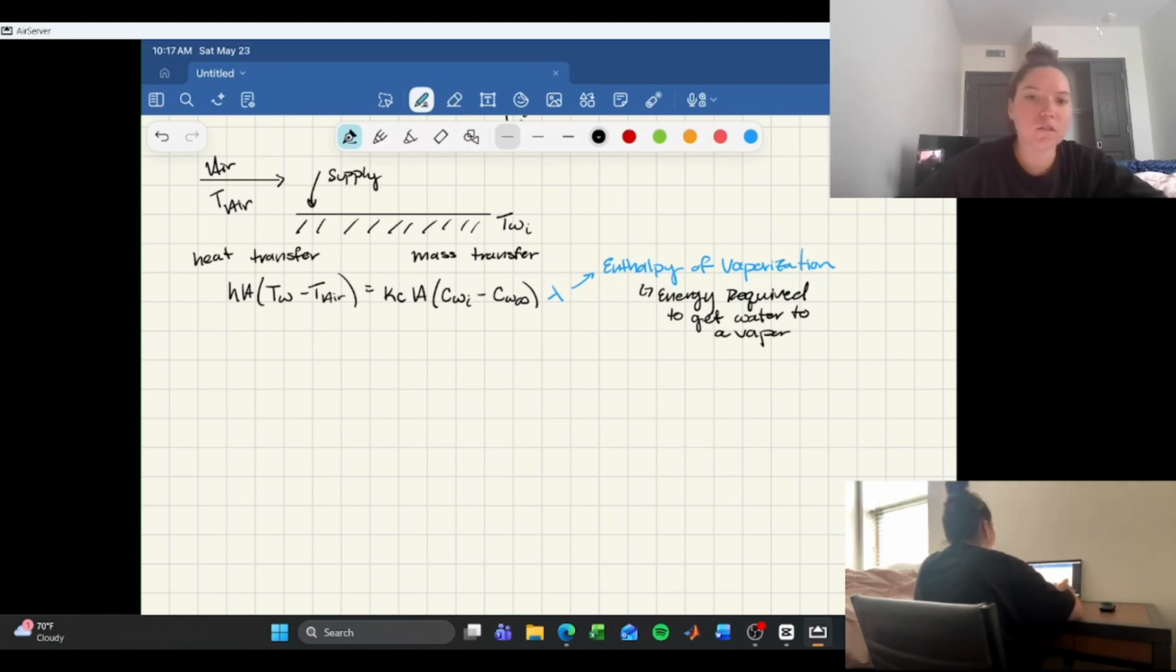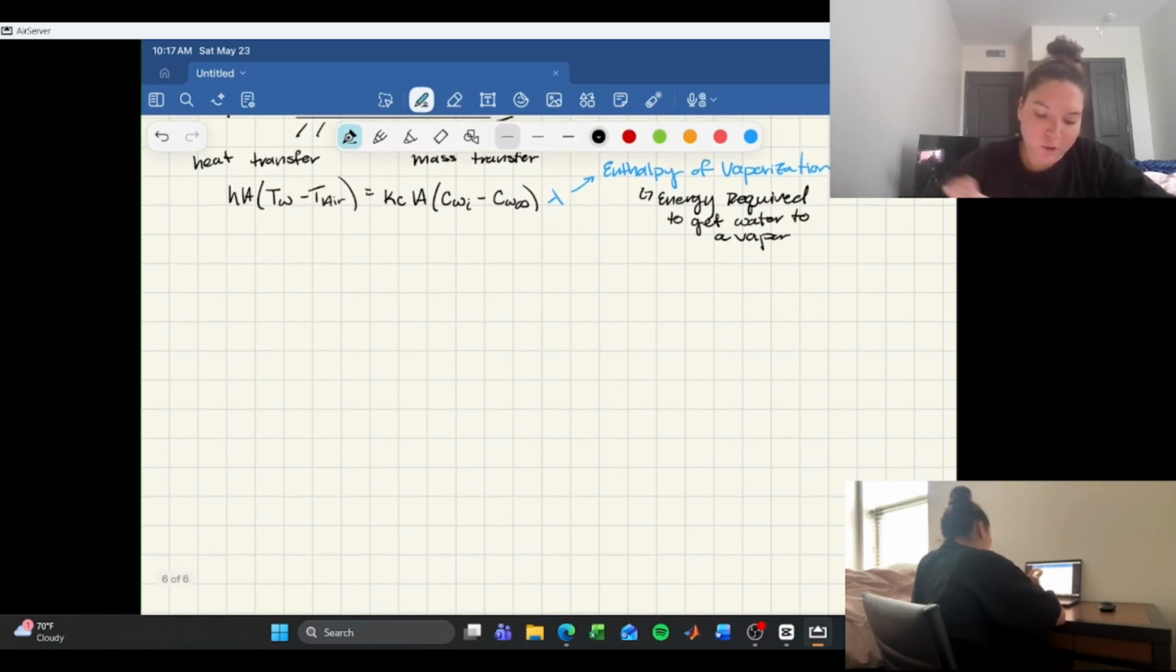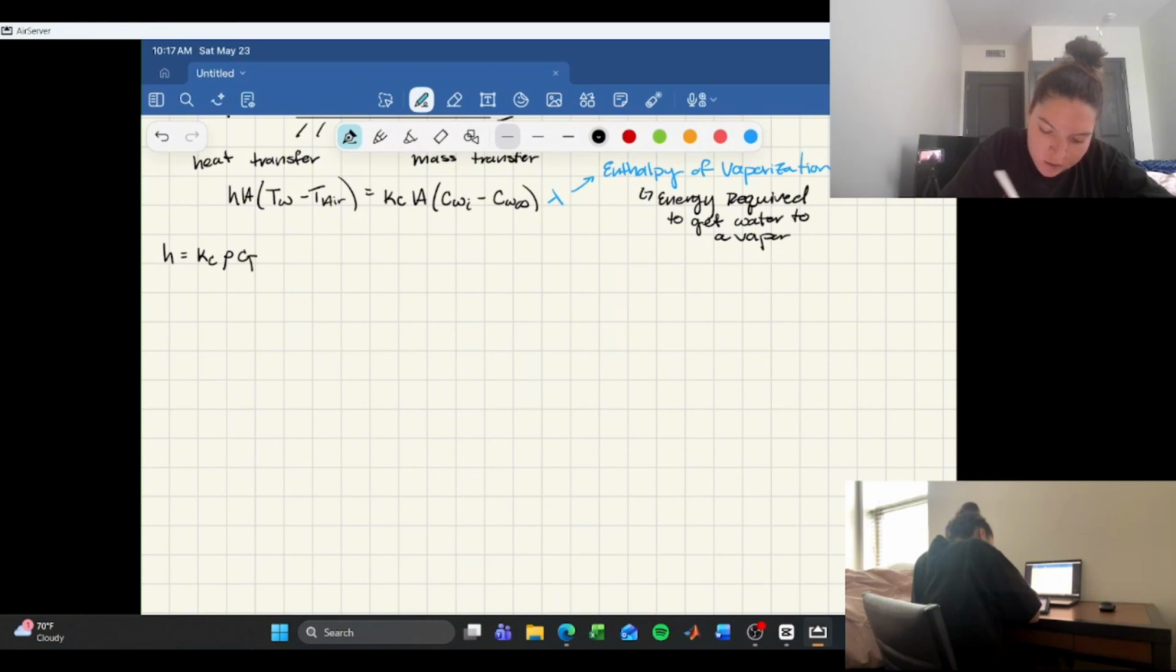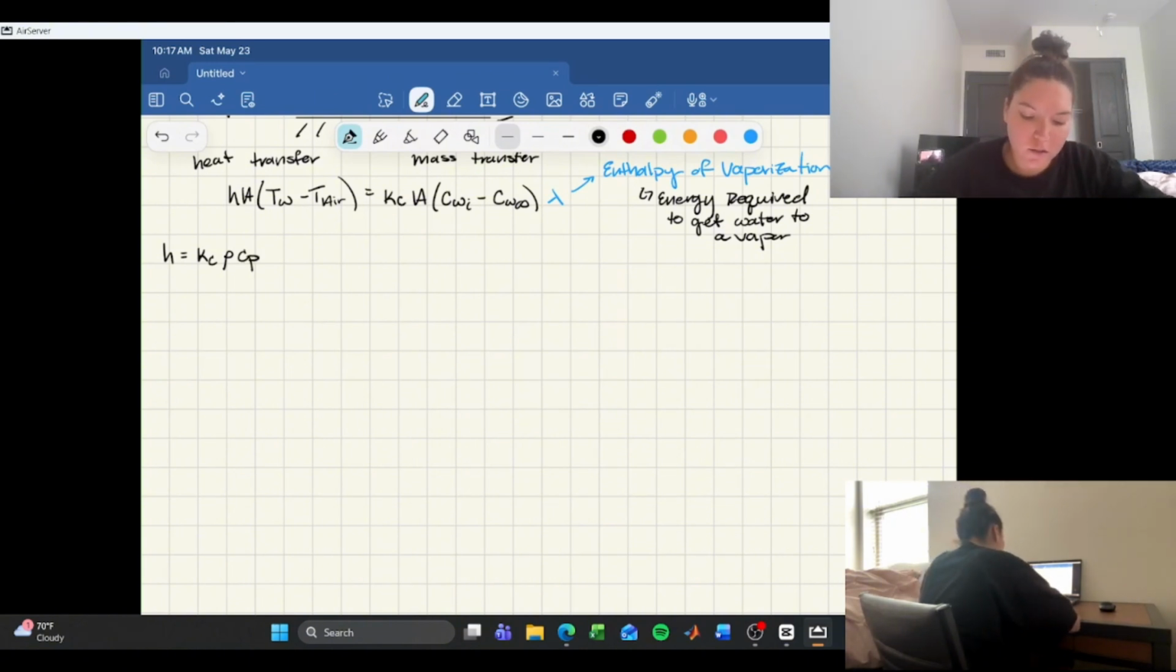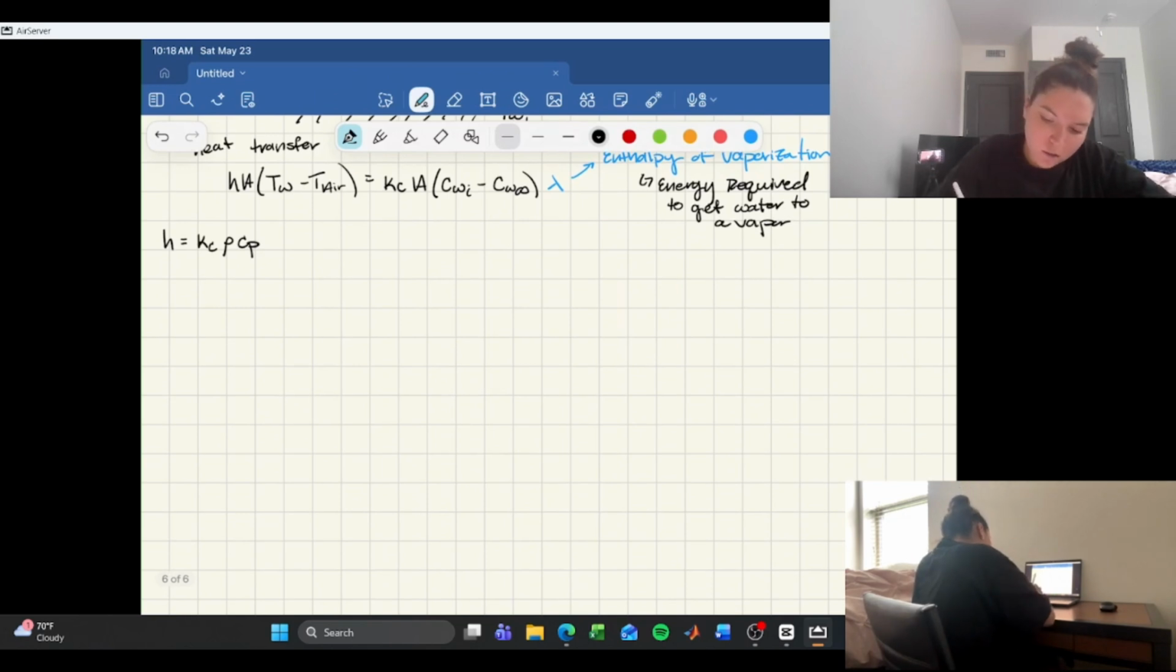Okay. So then if we remember the Lewis relation from earlier, we said that the heat transfer coefficient is equal to the mass transfer coefficient times the density times the heat capacity. We can use this to again relate heat transfer to mass transfer, which is what we're trying to do in this problem. So let's plug this equation in for h.